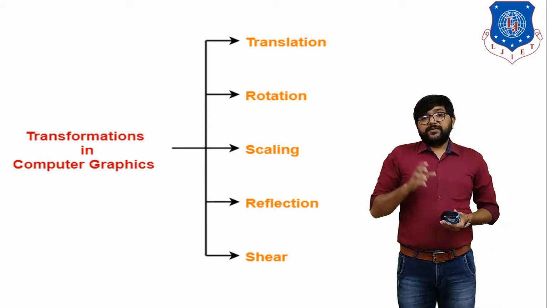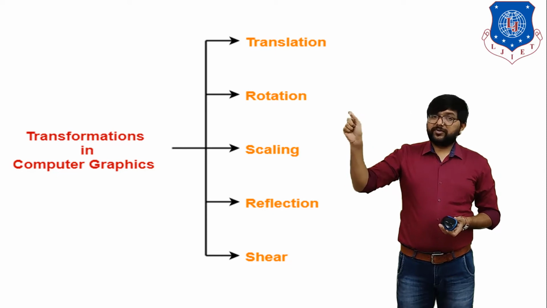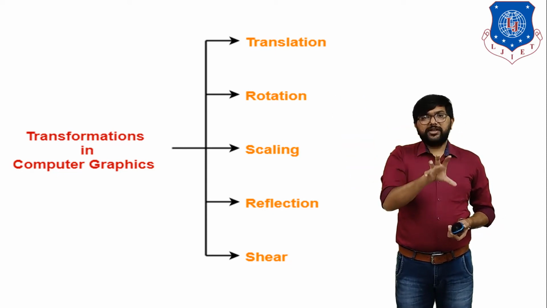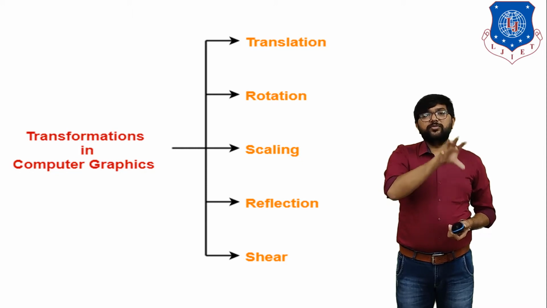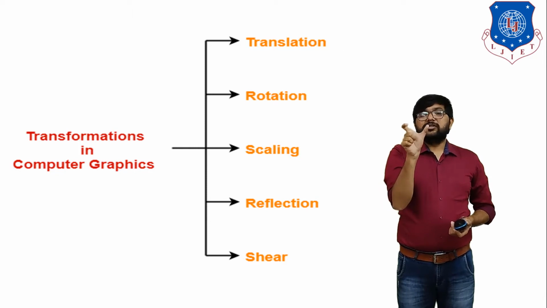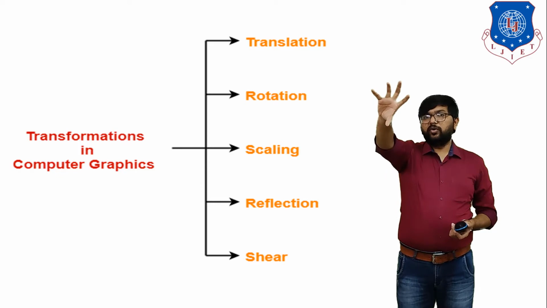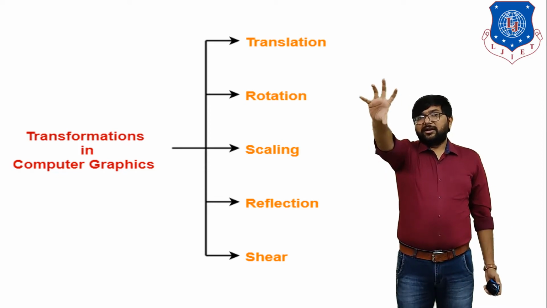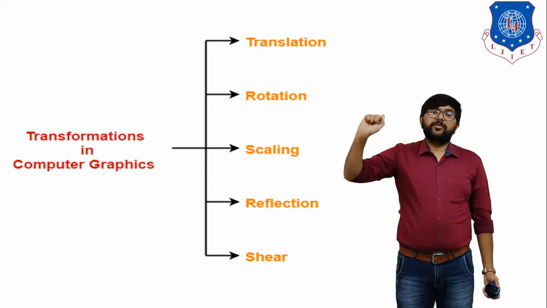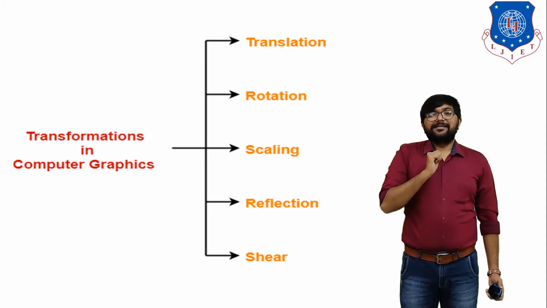Now, transformation in computer graphics takes place through a total of 5 processes. The first one is translation. If you want to change the position of an object from one position to another position, this process is called translation. Clear? The second one is rotation. If you want to rotate your object in either the clockwise or anti-clockwise direction, then this transformation is called rotation.